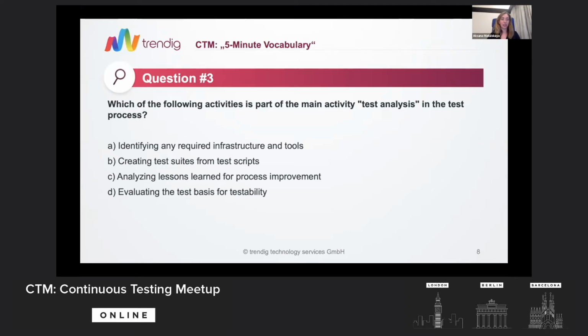A, identifying any required infrastructure and tools. B, creating test suites from test scripts. C, analyzing lessons learned for process improvement. And D, evaluating the test basis for testability. So 40 seconds starts. What do you think? Which of the following activities is part of the activity test analysis?